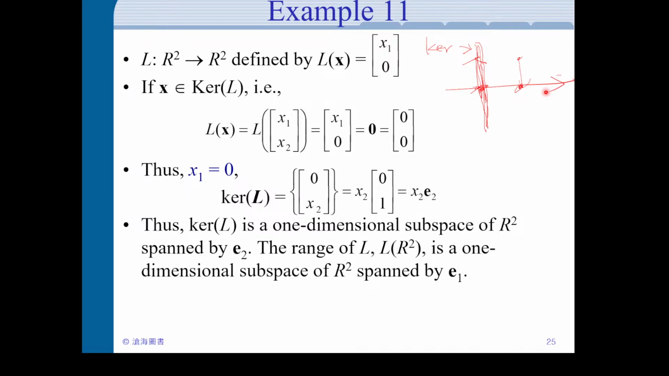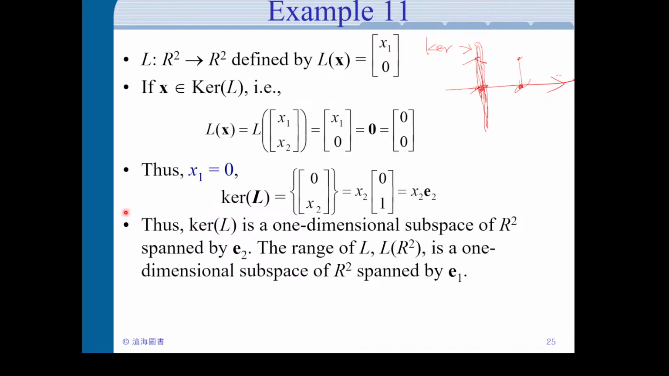We can solve for what is inside the kernel. Something is inside the kernel if L of x equals the zero vector, which in R2 is (0, 0). For general (x1, x2), L of x equals (x1, 0). This gives us that x1 must equal 0 for L of x to equal the (0, 0) vector, the origin. Geometrically, we can see that the kernel is everything on the y-axis, where the coordinate x1 equals 0.